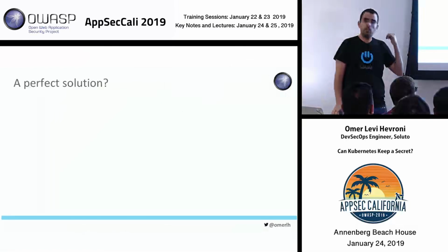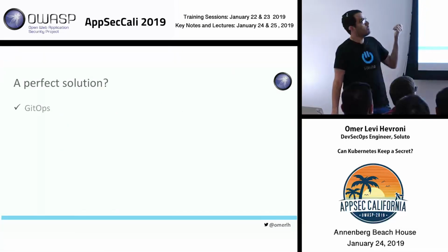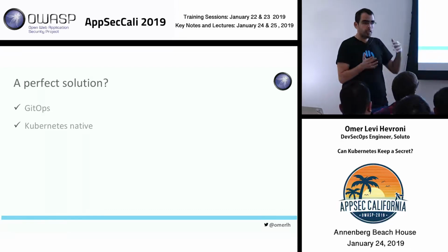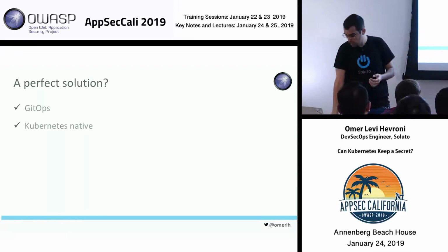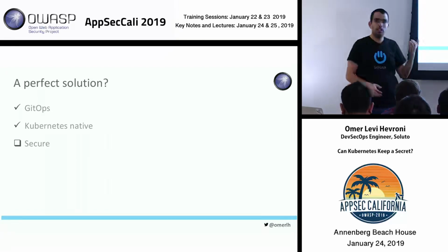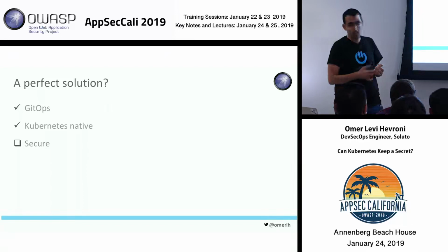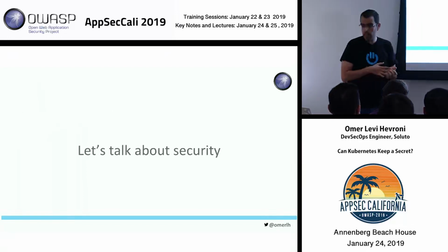So let's go back to the requirements. We saw how Camus supports GitOps, Kubernetes native. I showed how it's transparent to the app and all that. And the last thing I need to talk about is secure. Is Camus secure? I hope you ask yourself that now. So let's talk about Camus security.